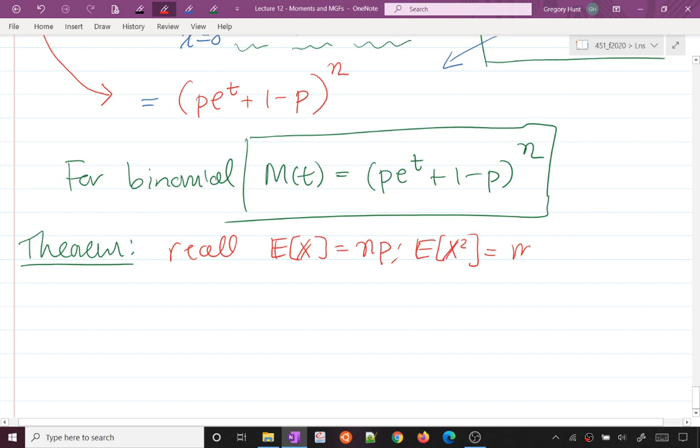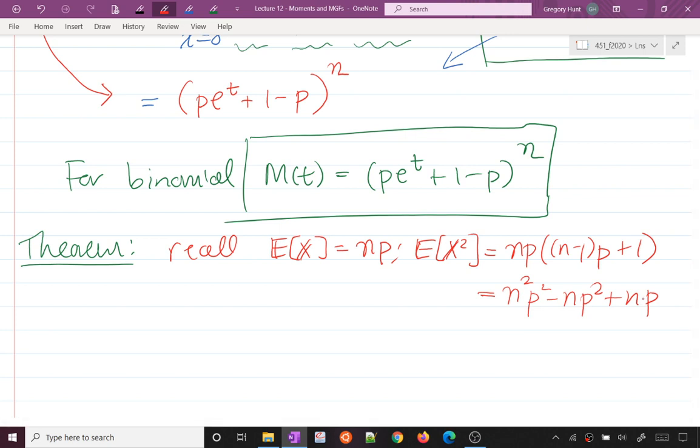It was np, scroll back up, np times ((n - 1)p + 1). And I suppose you'd expand it out a little bit. What does it give you? It gives you n squared p squared minus np squared plus np. Yep, I think that's right.